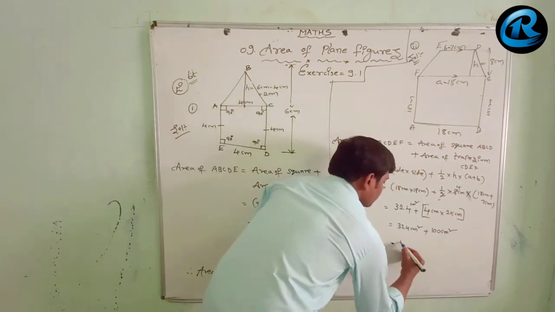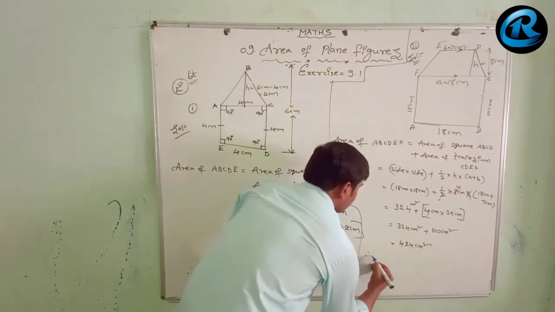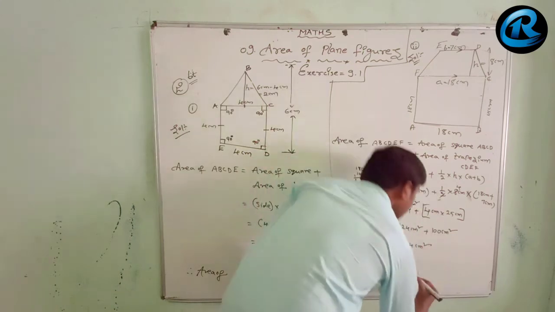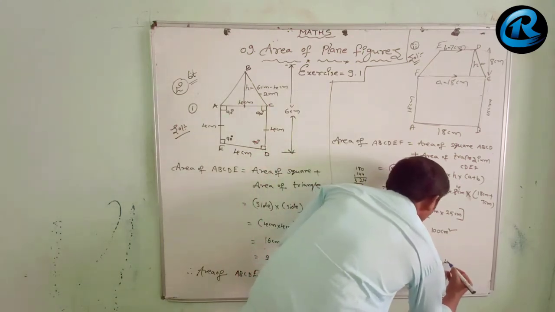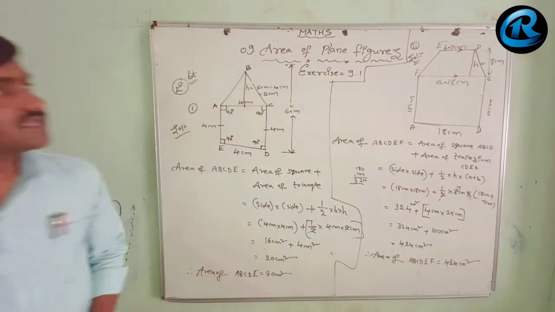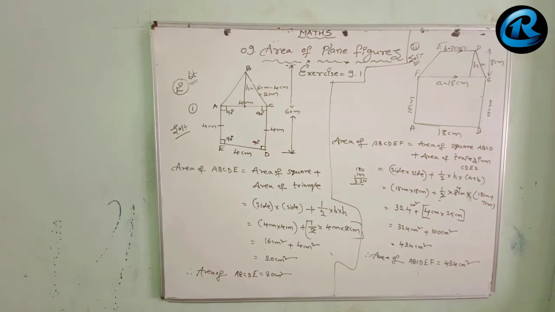That is 424 centimeter square. Therefore, the area of ABCDEF is equal to 424 centimeter square. So please copy this clearly. Now we go for the next one.